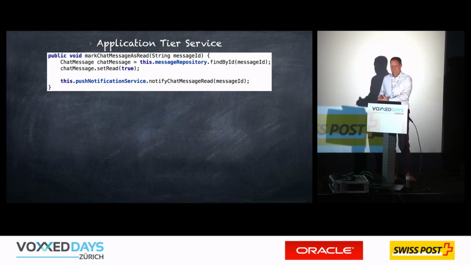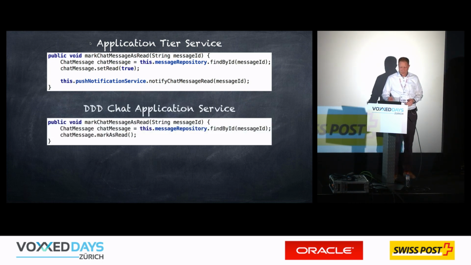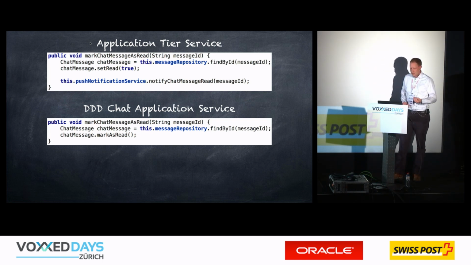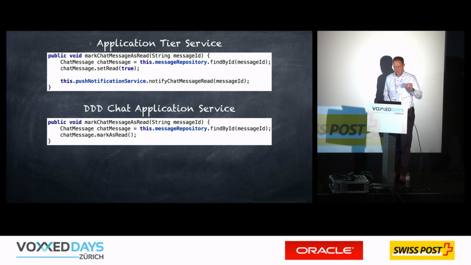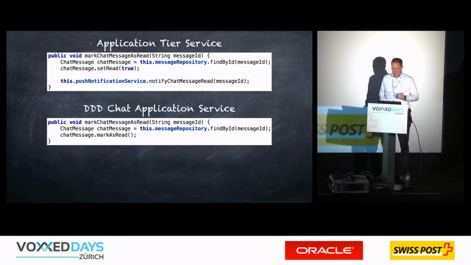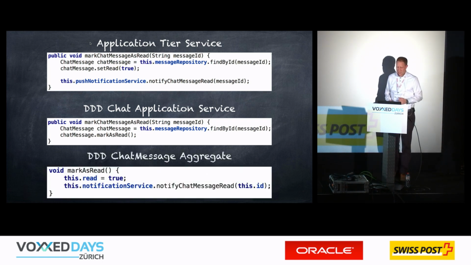That's a business requirement. But here we are mixing already with push notification, the message repository, and especially this business logic is not part of the chat message. It's extracted into an application service. The DDD way would add a method with semantic, mark chat message as read, on the chat message itself, and would encapsulate the business logic in there.